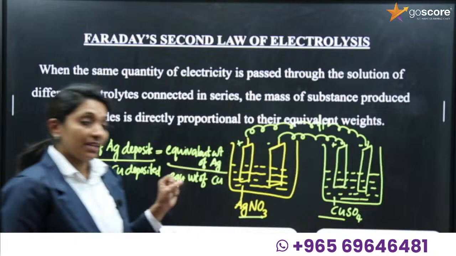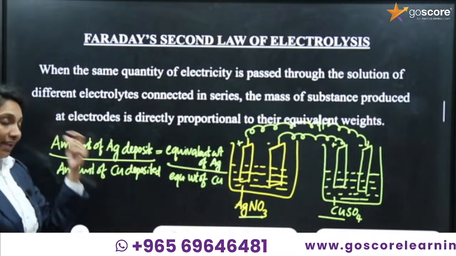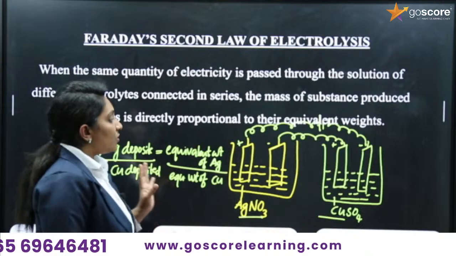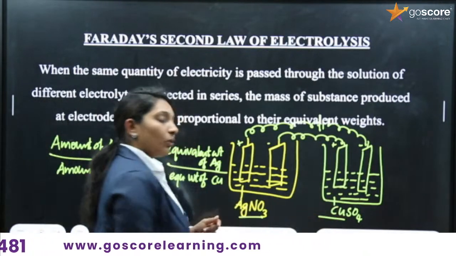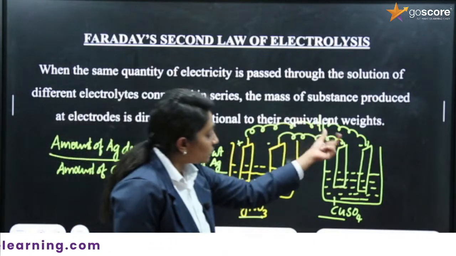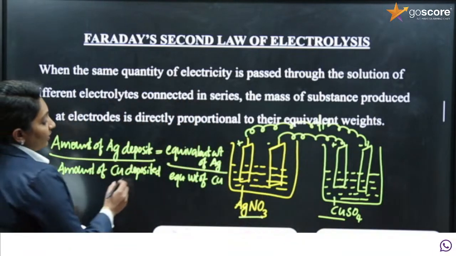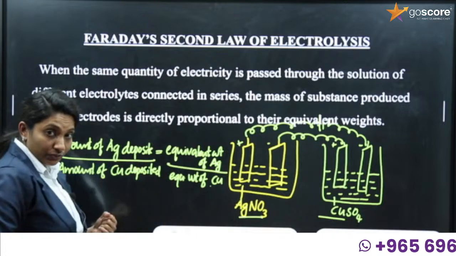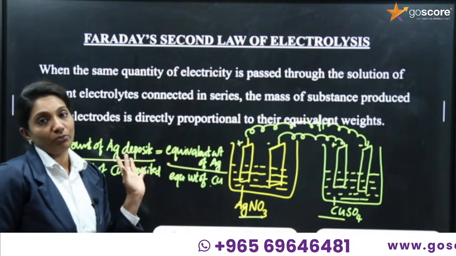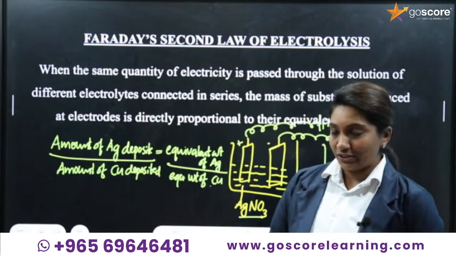the amount of substance deposited, or the mass of substance produced at the electrode, is directly proportional to their equivalent weight. Okay, so if you are taking the silver nitrate solution and copper sulfate solution, two different electrolytes, and connecting them in series, the amount of copper deposited will be directly proportional to the equivalent weight of copper, and the amount of silver deposited will be directly proportional to the equivalent weight of silver. That is Faraday's second law of electrolysis.